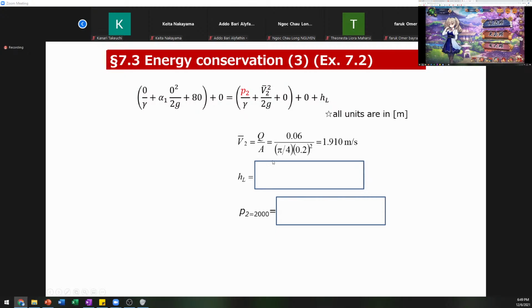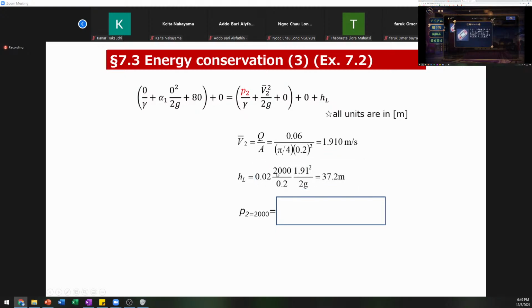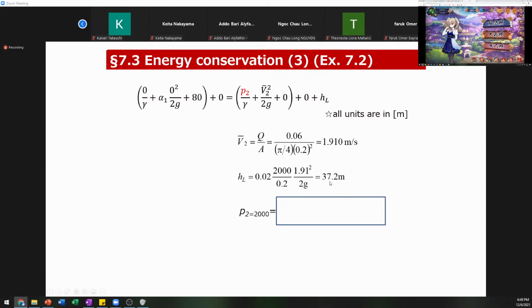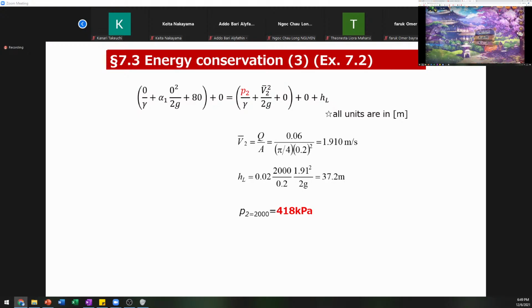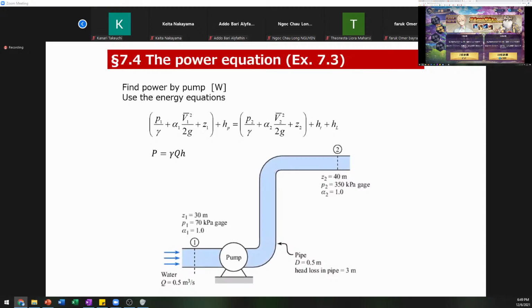And then 1.9. And then head of loss, you can just substitute all the numbers here. And 37.2. And then you will get the right answer, 418 kilopascal. Yeah, Arisa, you're right. Okay, let's move on to the next problem.